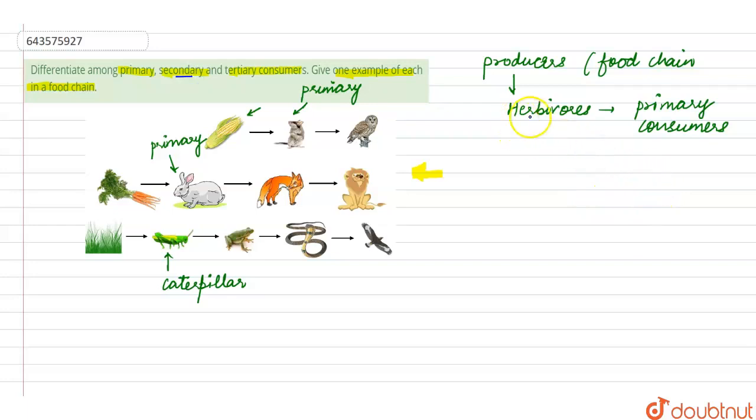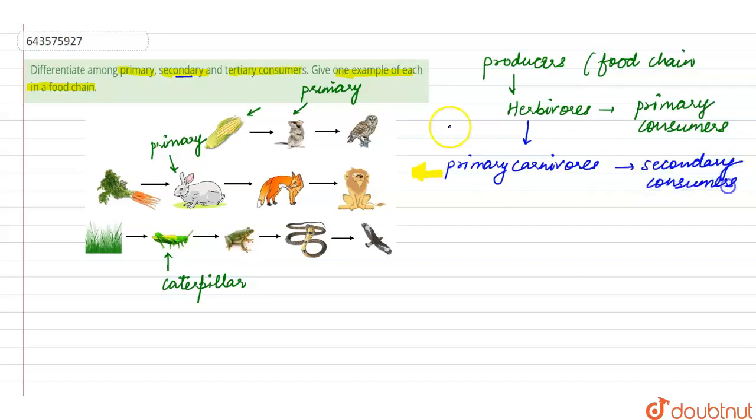Primary consumers will be fed upon by the carnivores. These carnivores which directly feed on the herbivores are called primary carnivores, though they are also called secondary consumers because they are at the third level now. So these are secondary consumers. We will mark the secondary consumers here. In this chain it is the eagle, in this chain it is the fox, whereas in this chain it is the frog which is at the secondary consumer level.